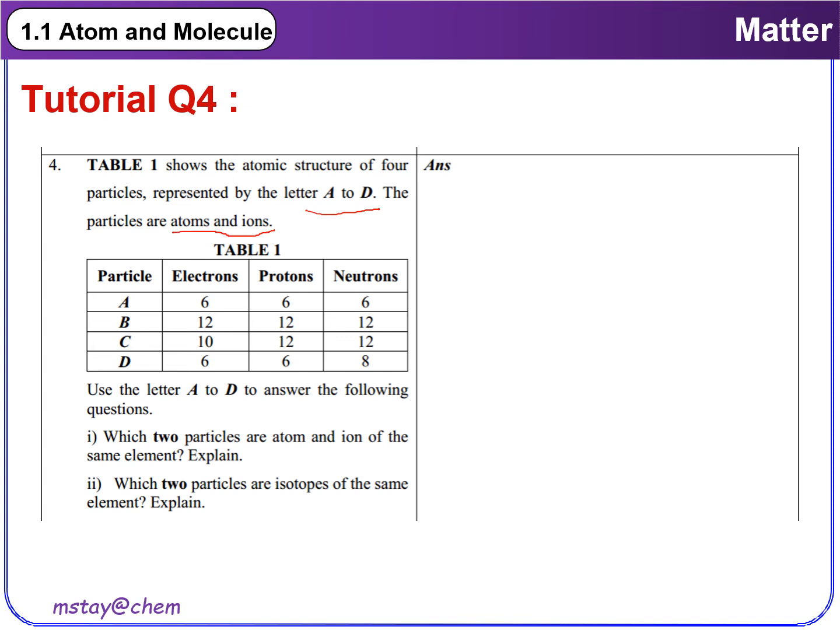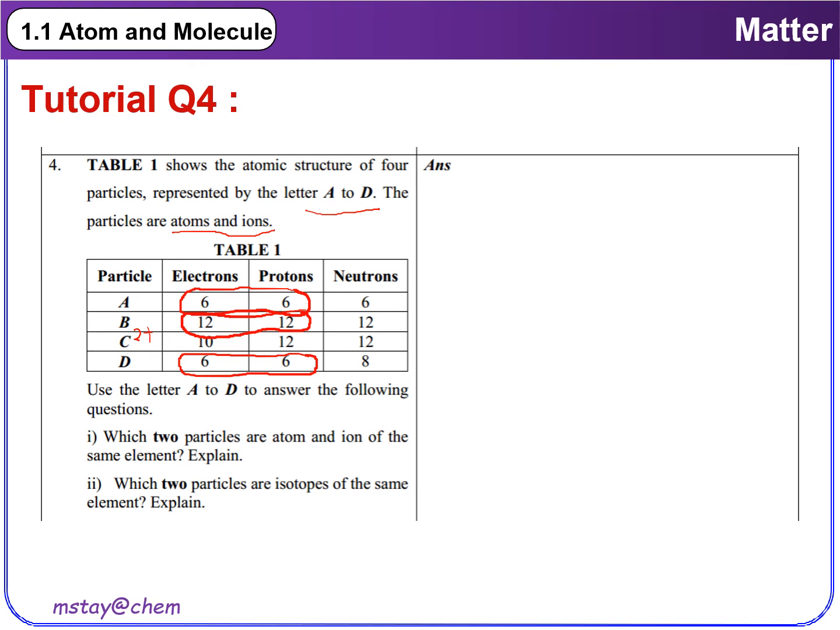So basically, we are going to compare the number of electrons and protons. For A, they are the same, so there is no charge for A. Similar case goes to B, so B also has no charge. While for C, they have 12 protons and 10 electrons, so I know C will be 2 plus. D is also the same case. There is a similar number of protons and electrons, so D also is an atom.